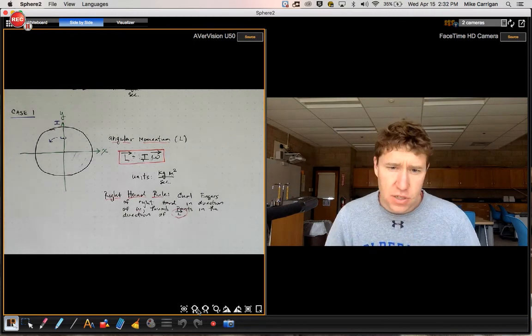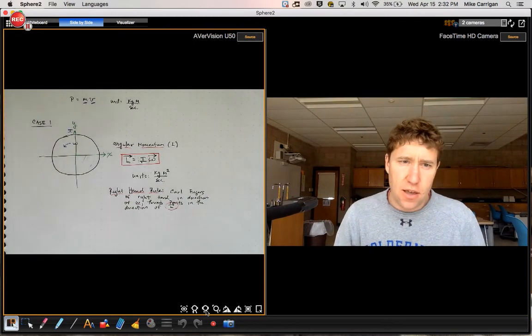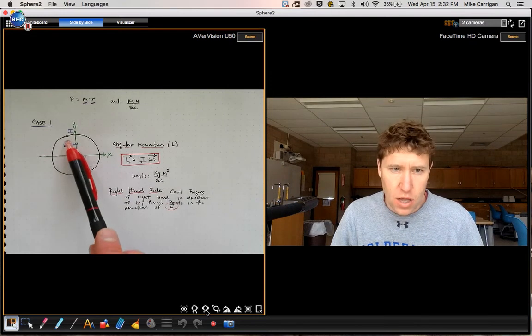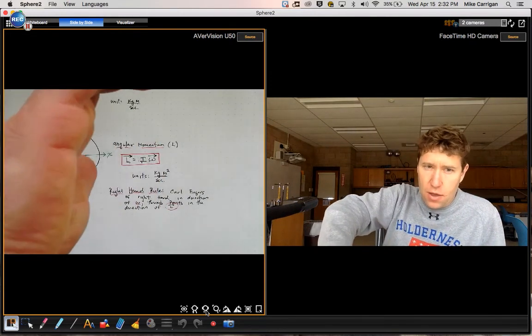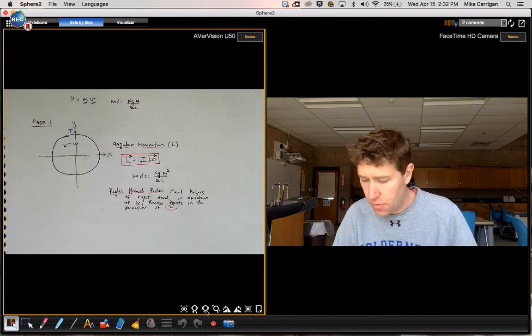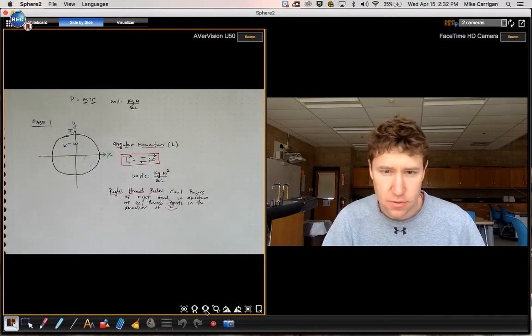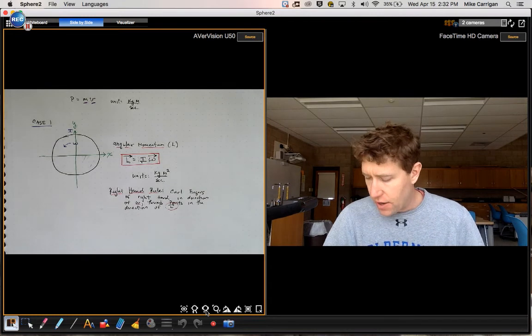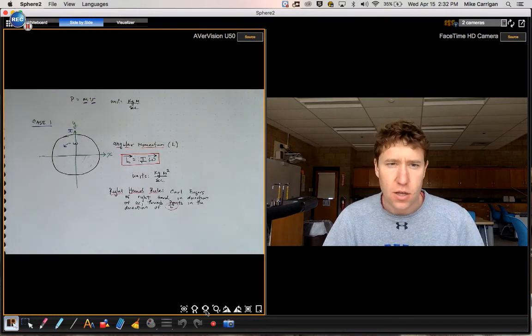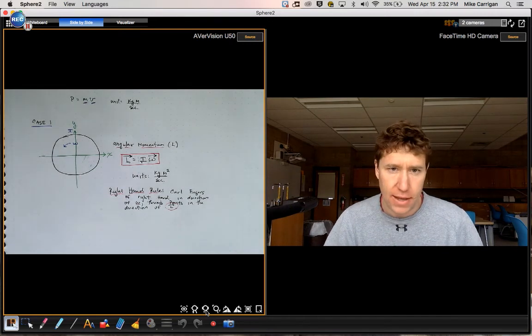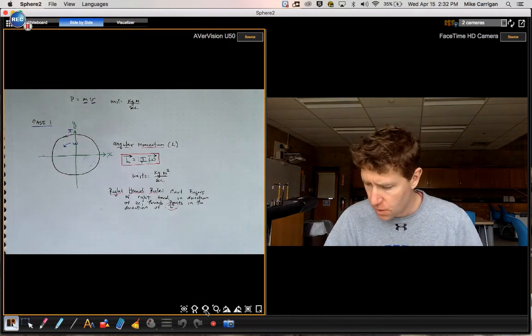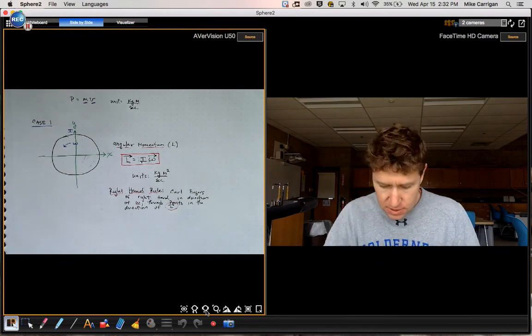You could convince yourself, by the way, that if omega were clockwise instead, then if I had to curl my fingers this way, my thumb would have to point down into the page, or the negative Z direction. So that's a way of using this weird formalism called the right-hand rule to figure out the direction of L. So that's case one. Let's take a look at case two.